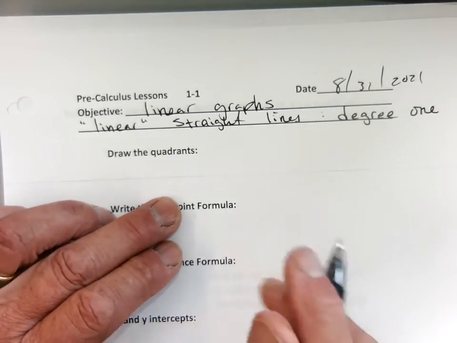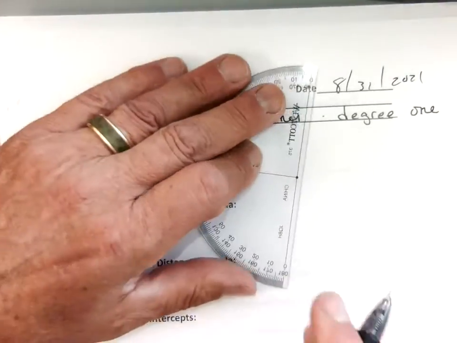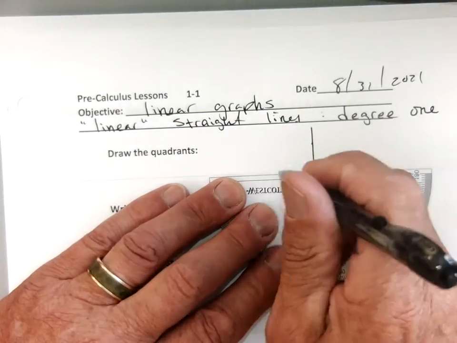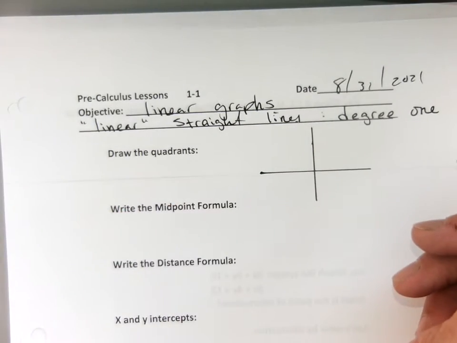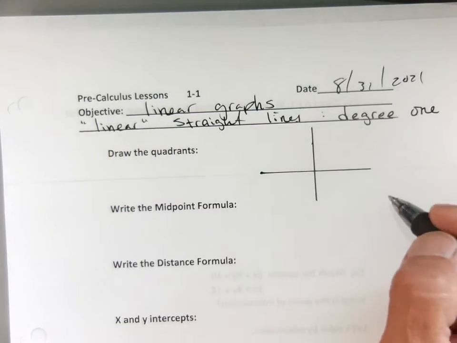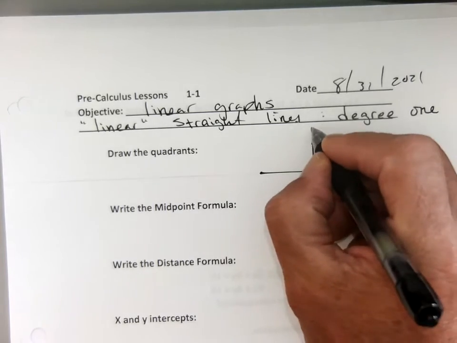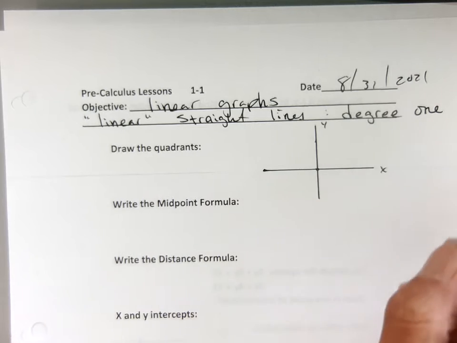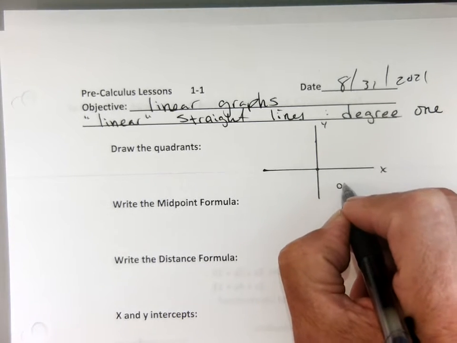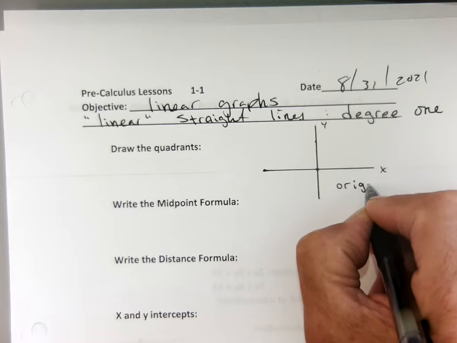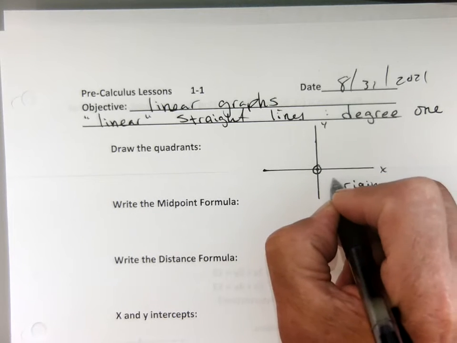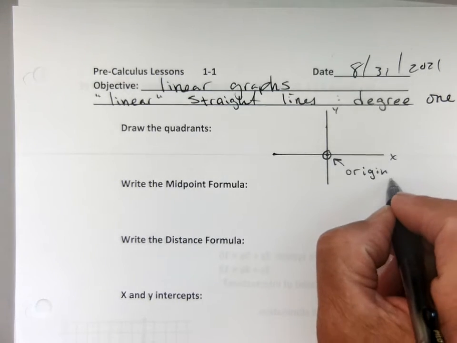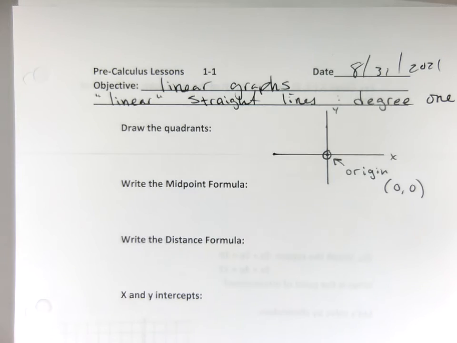Now the quadrants. It always amazes me that a lot of kids don't know about the quadrants, but that's okay. They're pretty easy. If you've seen the quadrants before, awesome. If you've never seen the quadrants before, let's check it out, because someday in college they're going to talk about the quadrants. So x-axis, y-axis. In the very middle is called the origin. The origin is the middle point, which is the coordinate (0, 0).